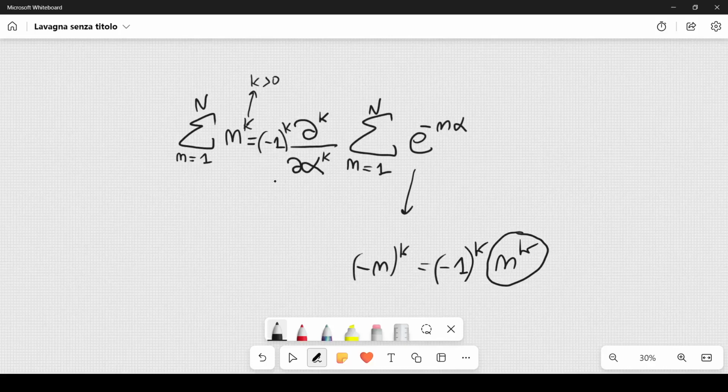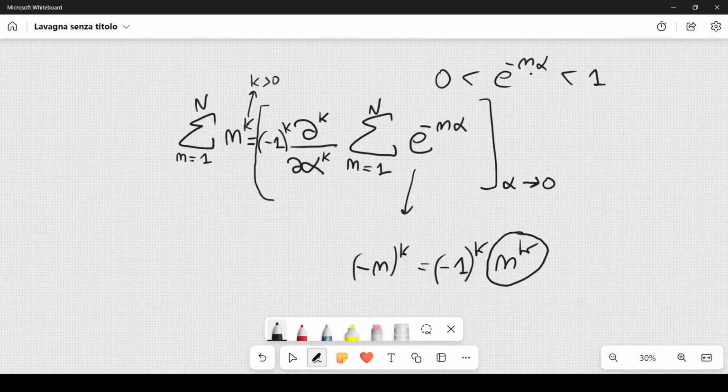So if we really want these two to be equal, we have to calculate the limit as alpha goes to 0, and we will think of this as 0 plus, in the sense that we think of alpha as a positive quantity, and therefore we can say that e to the minus n alpha is between 1 and 0. We have to take this limit because otherwise we cannot put the equal sign.